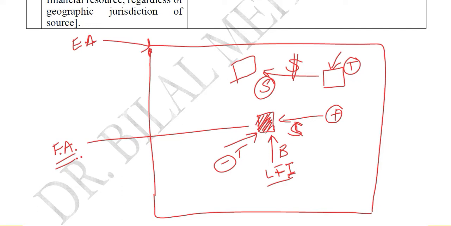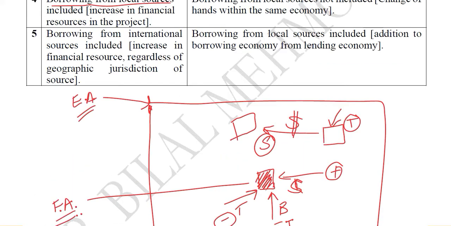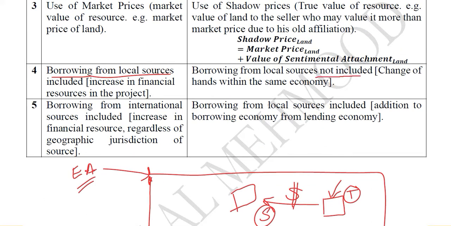Whereas if we talk about the economic analysis, this thing again is a mere change of hands from one party in the economy to another party in the same economy. So it is justified not to include it in our economic analysis. Whereas in our financial analysis we include it because it makes sense to include those increases in the financial resources that are a result of the local borrowing.